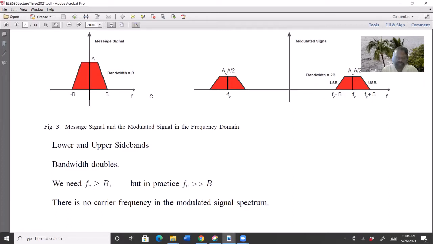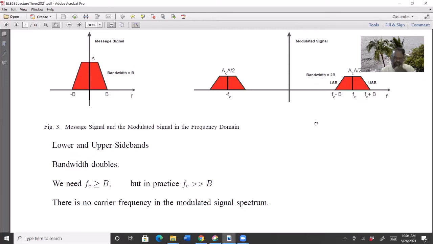The bandwidth is B, but here you can see it goes from this point to this point. So after modulation, the bandwidth is 2B. This is very important information.